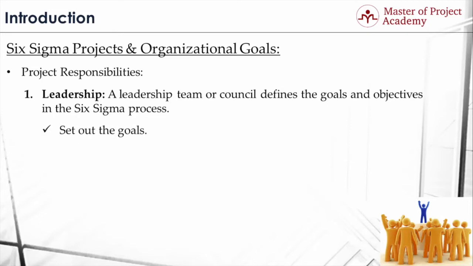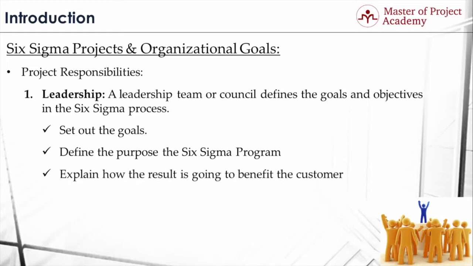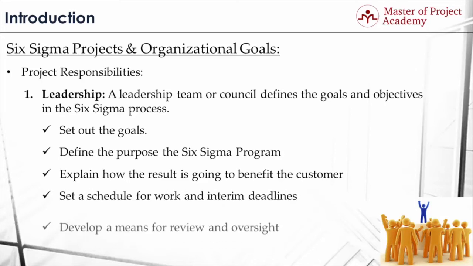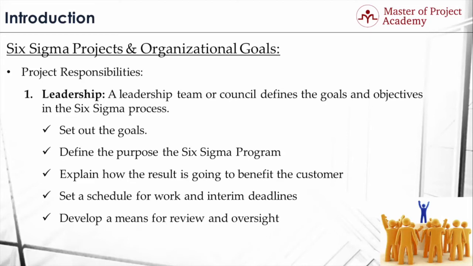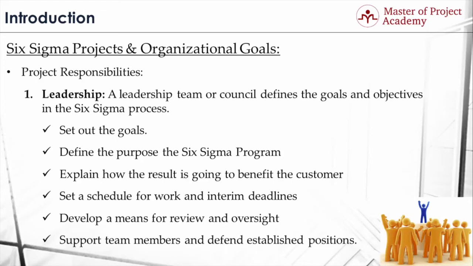Here is the list of Leadership Council responsibilities. A. Define the purpose of the Six Sigma program. B. Explain how the result is going to benefit the customer. C. Set a schedule for work and interim deadlines. D. Develop a means for review and oversight. And E. Support team members and defend established positions.